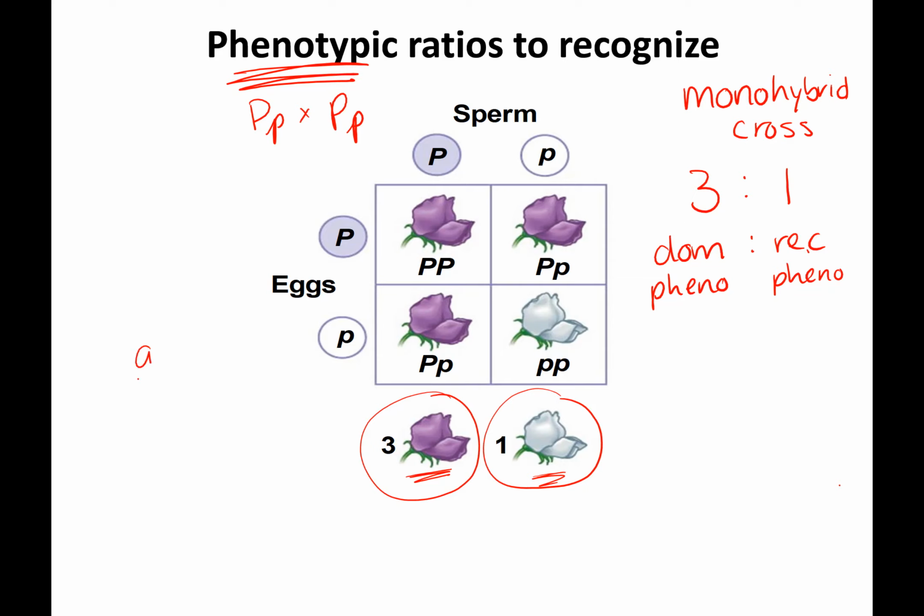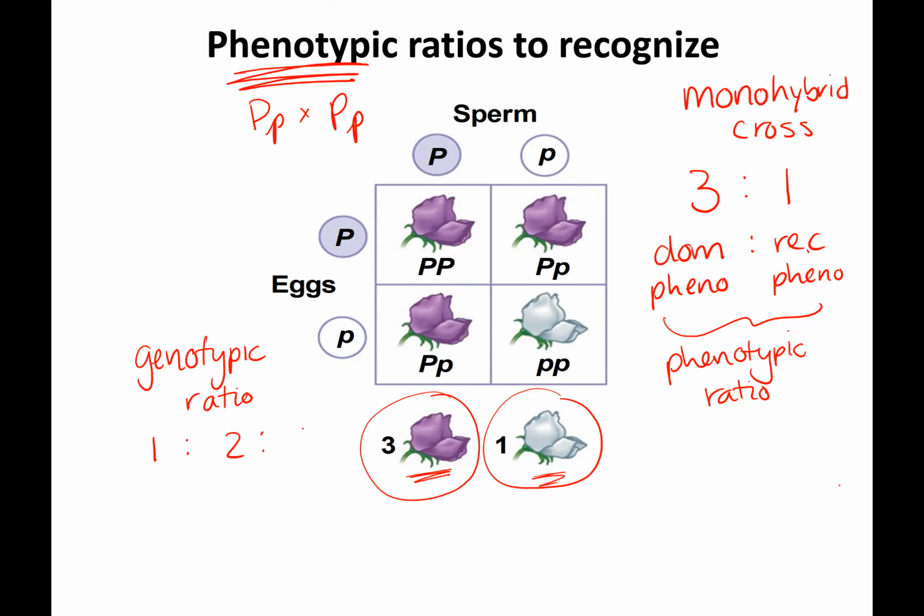Now the genotype is different. The genotypic ratio, and this is the phenotypic ratio, is just done by counting what you have in your Punnett square. But if you memorize some of these, there might be problems that you can apply this shortcut to. The genotypic ratio would be 1 to 2 to 1. Big P big P, we have 1. We have 2 that are heterozygous, and we have 1 that's homozygous recessive.